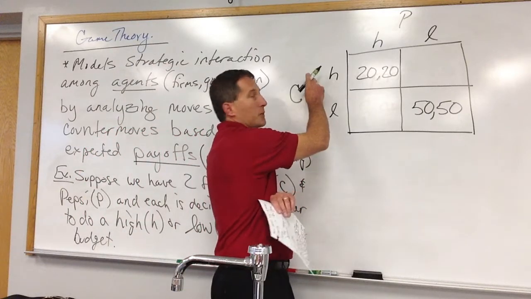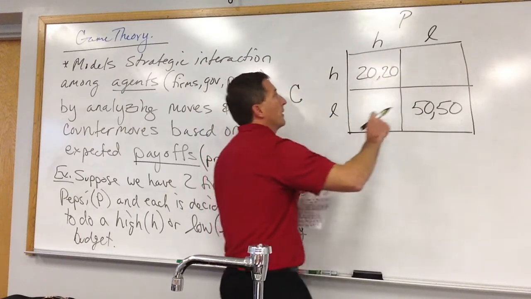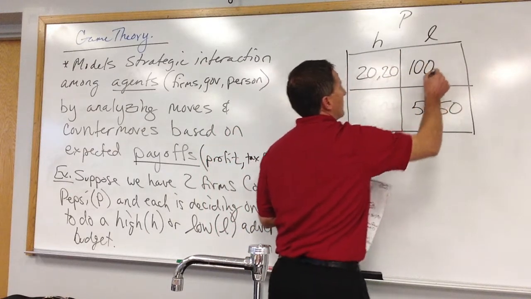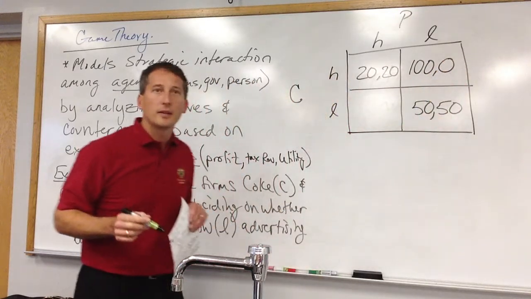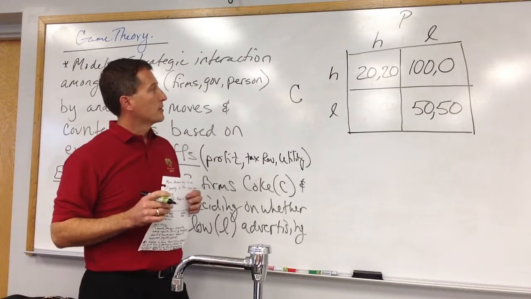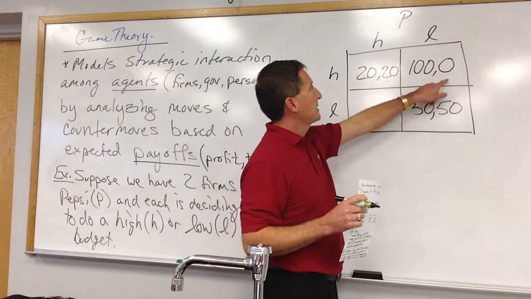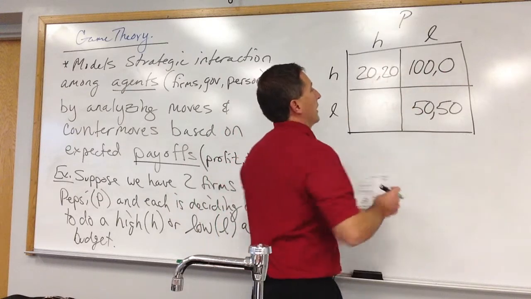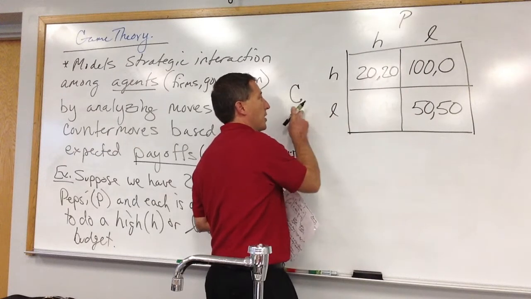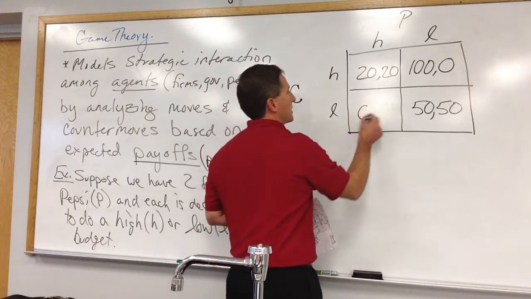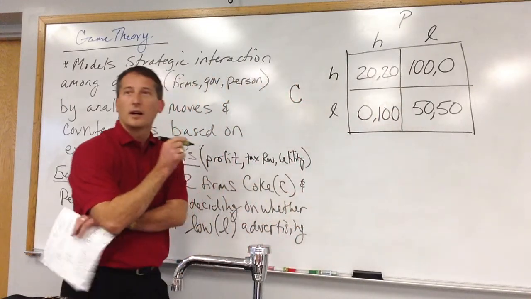If Coke goes with a high budget and Pepsi goes low, Coke is going to make a lot of money and Pepsi is going to make nothing that year. So Coke gets $100 million worth of profit, Pepsi gets 0. Likewise, if Pepsi goes all out on the advertising budget and Coke cheaps out, Coke's going to get 0, and Pepsi is going to get $100 million.